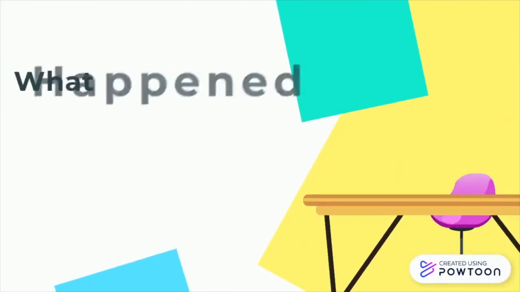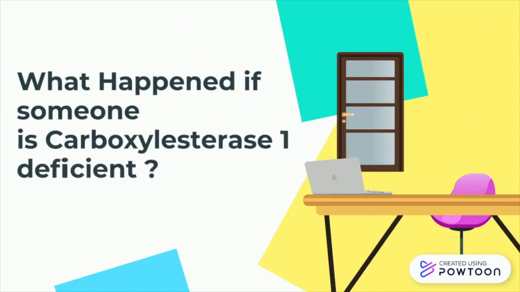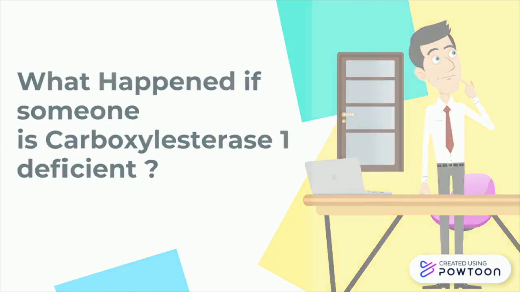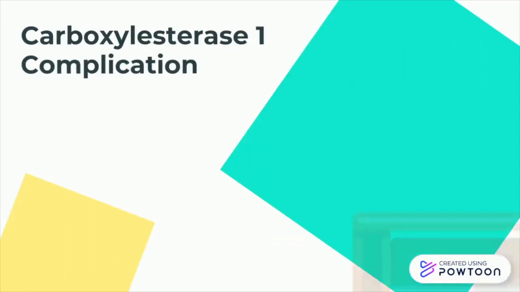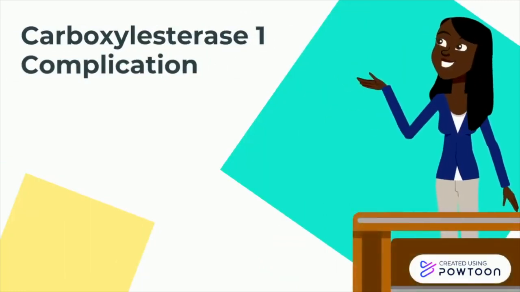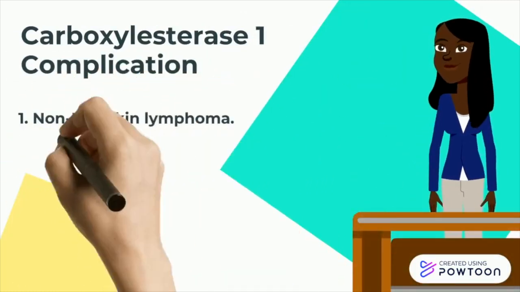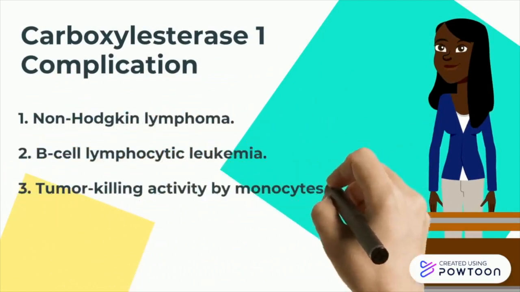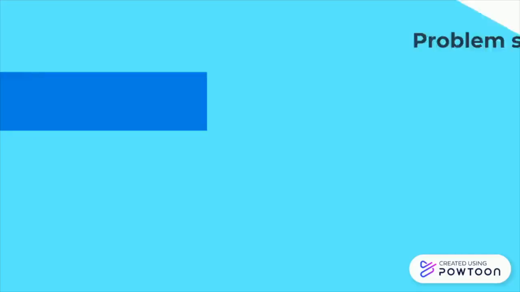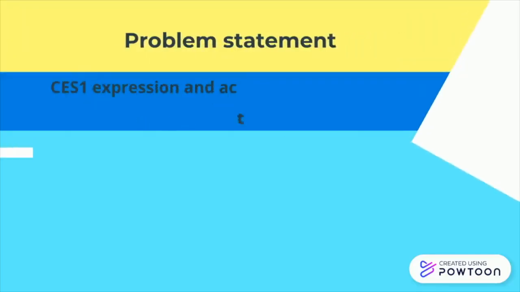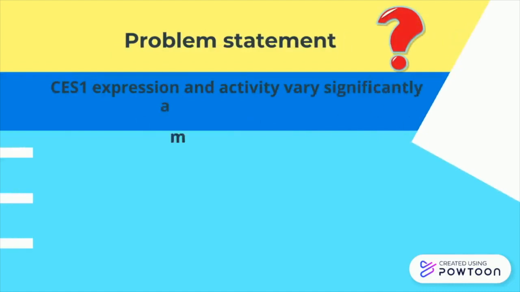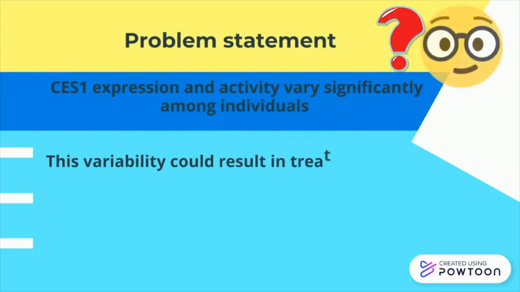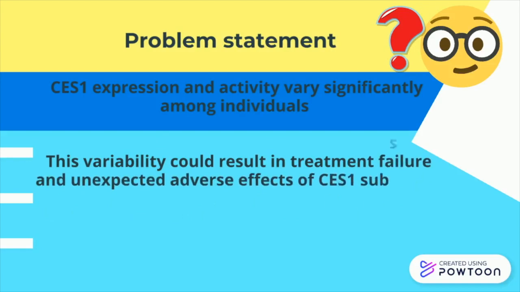So what happens if someone is carboxylesterase 1 enzyme deficient? Carboxylesterase 1 enzyme deficiency leads to non-Hodgkin lymphoma, B-cell lymphocytic leukemia, and a decrease in the tumor-killing activity by monocytes. Carboxylesterase 1 enzyme expression and activity is very variable among individuals. This variability could result in treatment failure and unexpected adverse effects of carboxylesterase 1 substrate drugs.